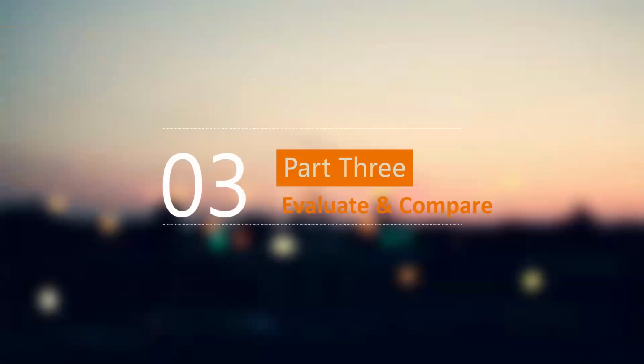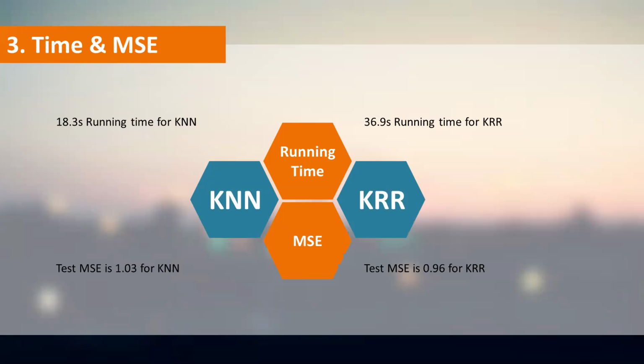So we come to part 3, evaluation and comparison. Well, basically there is a trade-off between KNN and KRR, because KNN has a lower running time, which means a lower running cost, and a higher MSE. In the opposite, KRR has a lower MSE but a higher running cost.